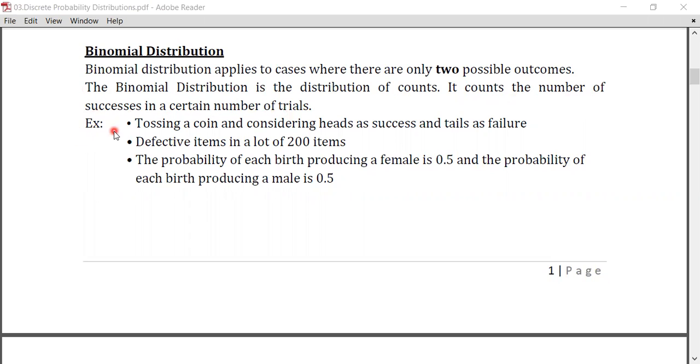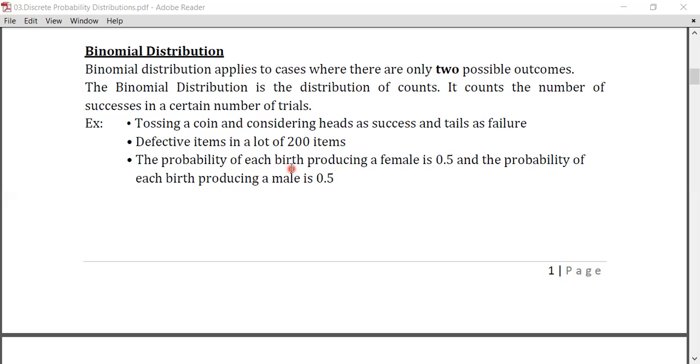As an example, we can have tossing a coin, considering heads as success and tails as failure. Therefore, here you can see head and tail. Those are only two possible outcomes. Therefore, we may be able to apply the binomial distribution for an experiment like this. Then, defective items in a lot of 200 items. Among these 200 items, there may be good items and defective items. There also you have only two possible outcomes.